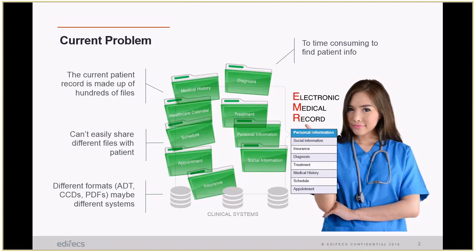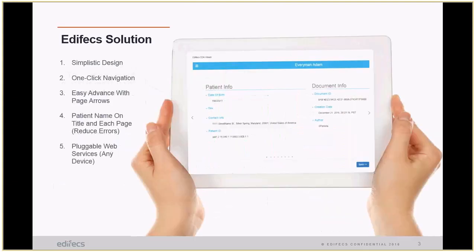Even though the CDA is widely used and easily shared between systems, its sophisticated structure may strain the understanding of the content. The structure of the CDA is machine-oriented, but we have prepared a web-based solution that portrays a CDA in a human-readable format. Our achievement is a web-based application that can be used as a standalone tool or be integrated into any web-based portal. As you can see, the interface is very simple in design. It has one-click navigation, easy to advance with the arrows, which I'll be demonstrating. The patient's name is on the top, so you know who you're working with, and there's a pluggable web service that can be added to any device.